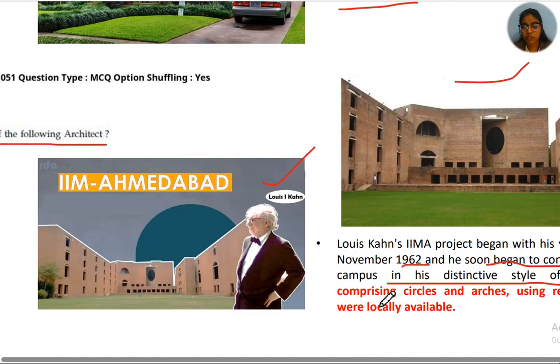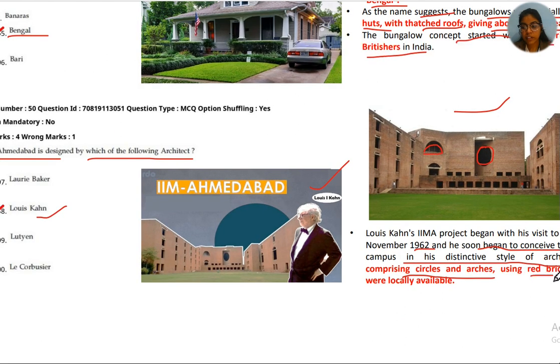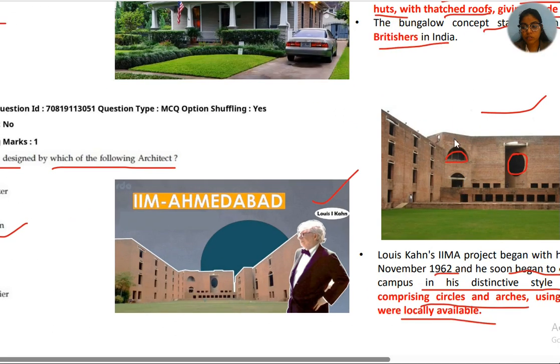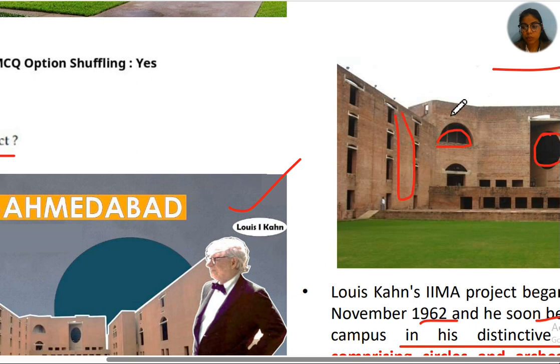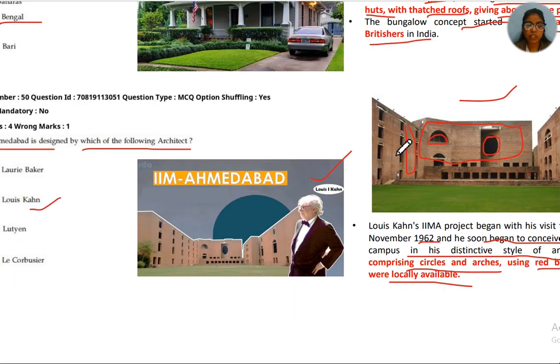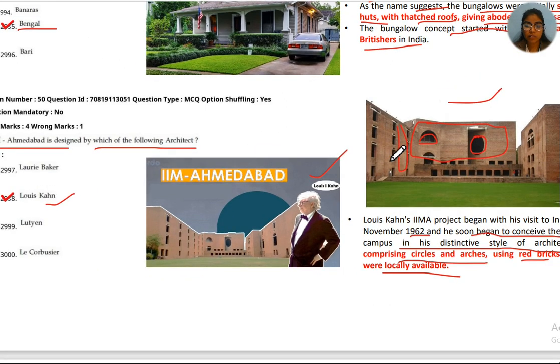So the important point is here, comprising circle and arches. As you can see, circle, arches, using red brick that were locally available. So as you can see, this whole thing is made up of red brick, and it was locally available in Ahmedabad. So by these design principles, we have designed IIM Ahmedabad campus.